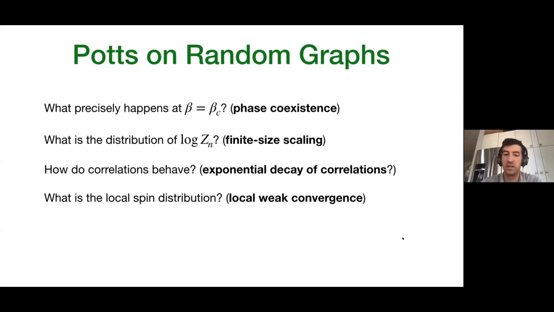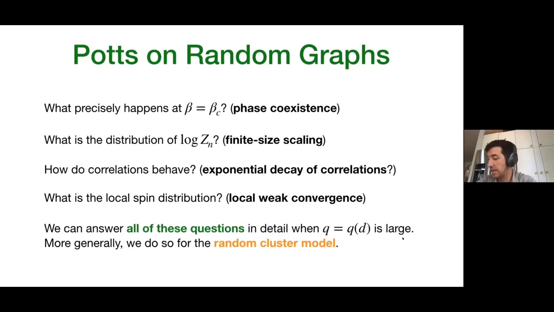So Mihun mentioned local weak convergence. We can also talk about local weak convergence here, where you look at the local weak convergence of the graph, but also the random spins on top of it. So if you pick a random vertex and a random configuration, what does it look like in the depth T neighborhood?